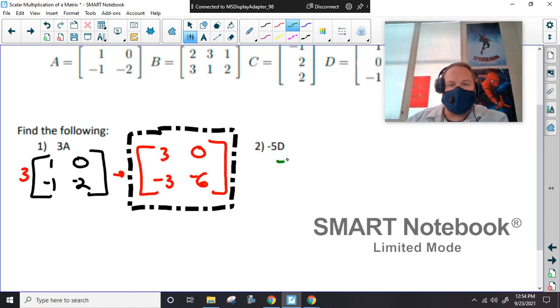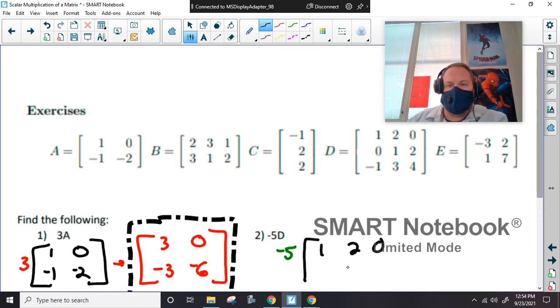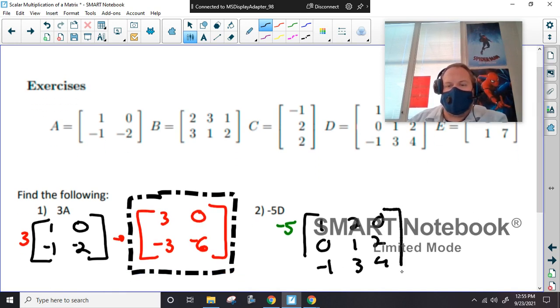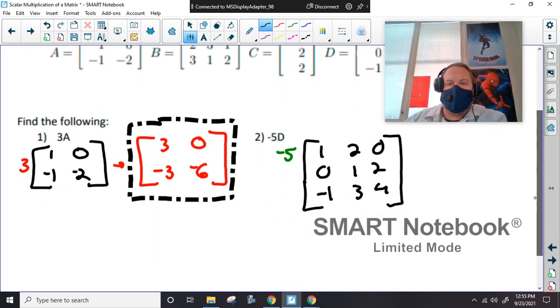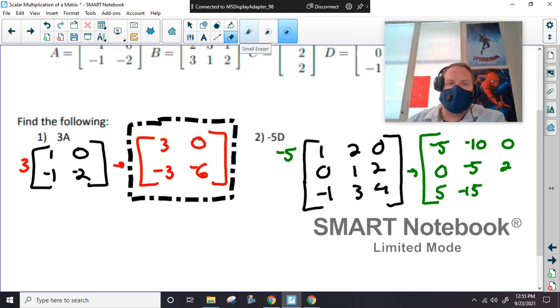But so for D, this is negative 5, and D is, woo, that's a big one. 1, 2, 0, 0, 1, 2, negative 1, 3, 4. Okay. All right. So, again, just running this multiplication through. All right. And it doesn't matter which order you do it in. You could do them down the columns and stuff. As long as you get the right numbers in the right spot, that's the main thing. Negative 15, 0. Oh. 5 times 2 is not 2.